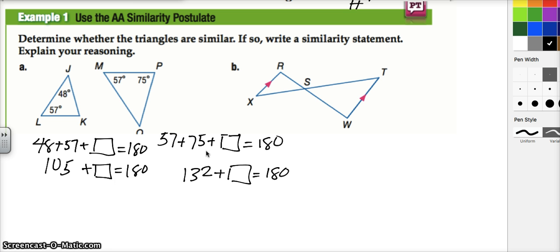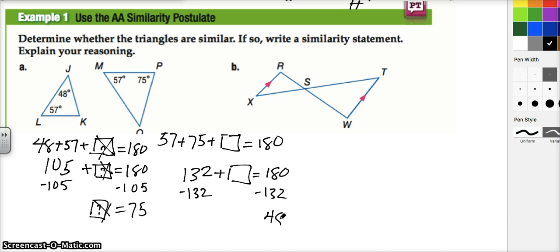So I'm adding and I'm simplifying both sides, and I'm going to subtract 105 from both sides as I know I should. And when I do that, I get that this box over here is equal to 75. Of course, I could have used a square or probably an X for a variable would have made better sense. So I've got that. So 75, maybe it is going to work, right? There's 75, and if this is 48, which it has to be, let's just prove it to ourselves. So I'm going to subtract 132 from both sides, and when I do that, I do indeed get 48. Golly gee willikers, they are similar.